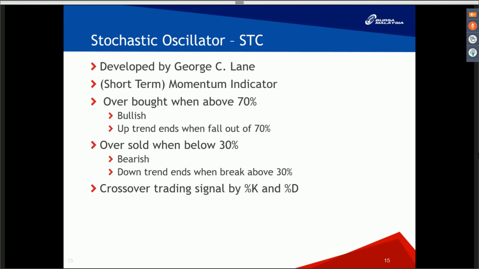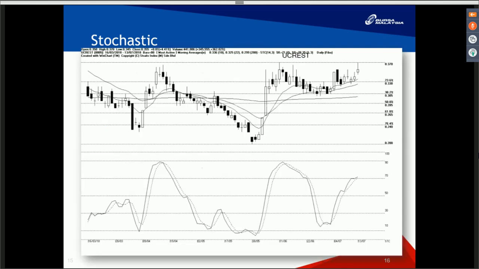So you can use this crossover just like when you're using moving averages: a short crossover of a longer period usually indicates the price will likely go higher. So that's why you can fire a buy and sell signal. Let me show you some examples here.